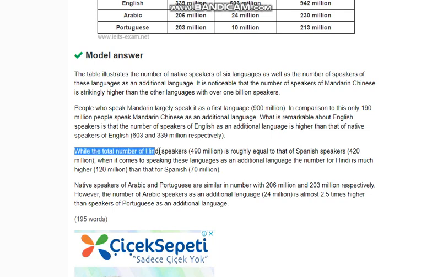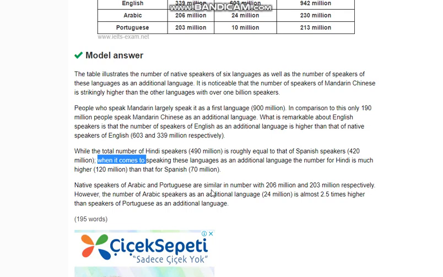While the total number of Hindi speakers is roughly equal to that of Spanish speakers, when it comes to this two. It is really important to establish a complex sentence, which is very important in IELTS writing, because they're evaluating the complexity of your sentences. So this is very important too.